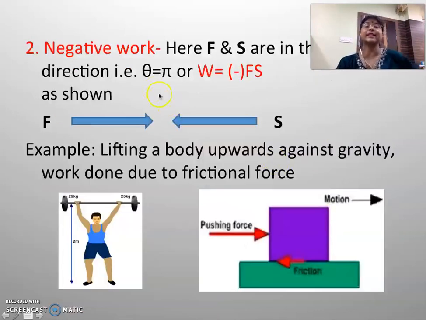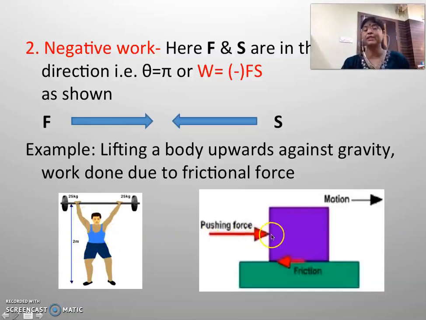Now consider negative work. Theta is equal to pi, that is, force and displacement are in opposite directions. So cos pi is minus 1, and W is equal to minus Fs. An example: here a person is lifting a weight. The weight acts vertically downwards, and it is being lifted upwards by 2 meters. So force and displacement are in opposite directions.